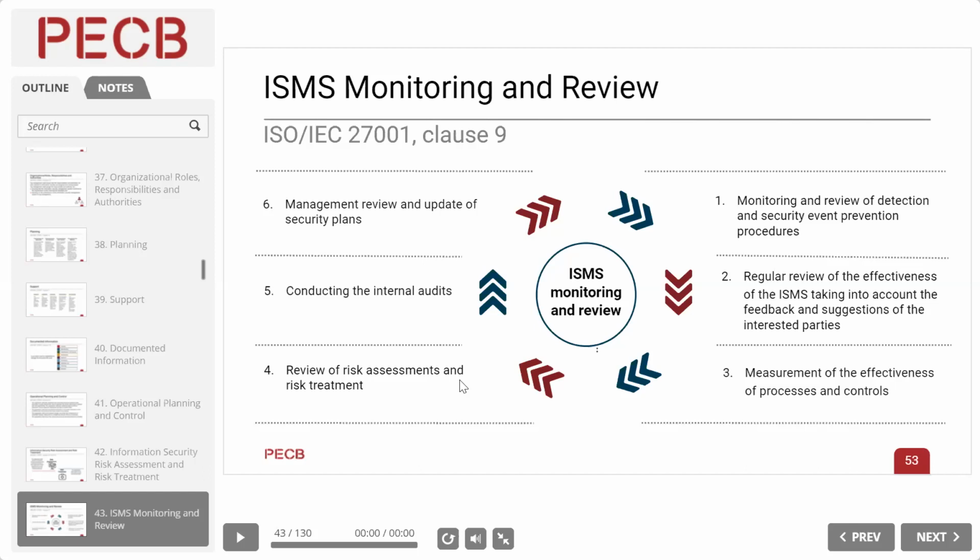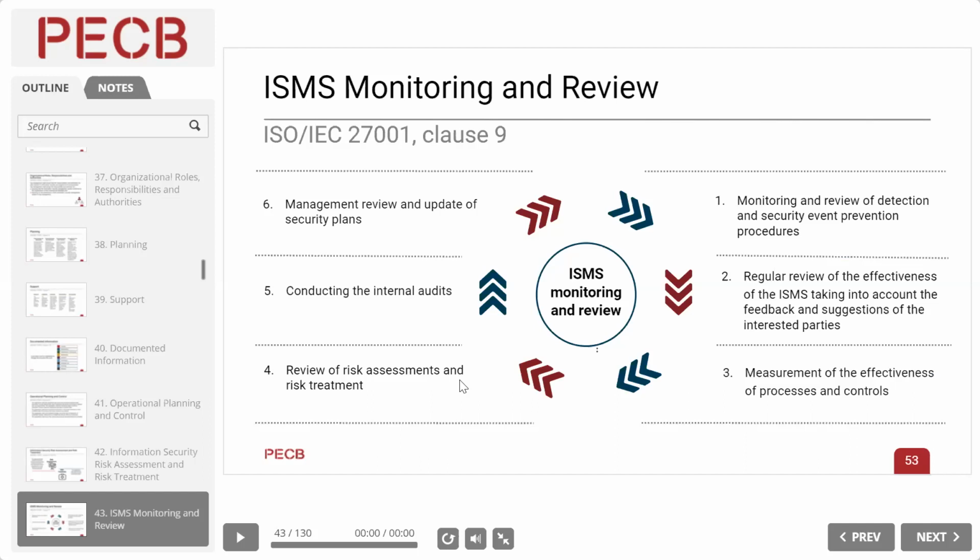The controls, our processes, solutions, everything. Okay, so some of the things that we look at: one, monitoring and review of detection and security event prevention procedures. Any event that happens, anything that happens, we need to be able to monitor and know. That is called event management.